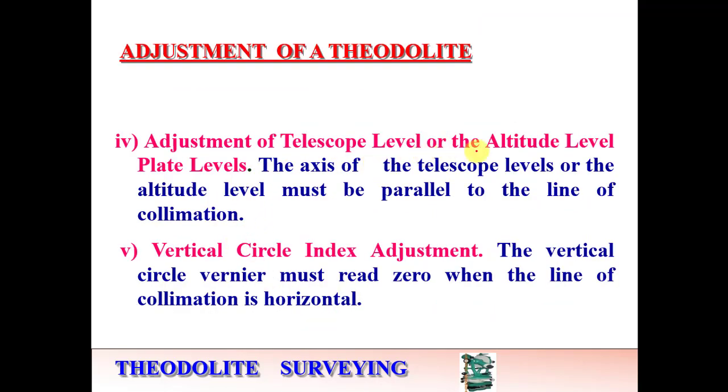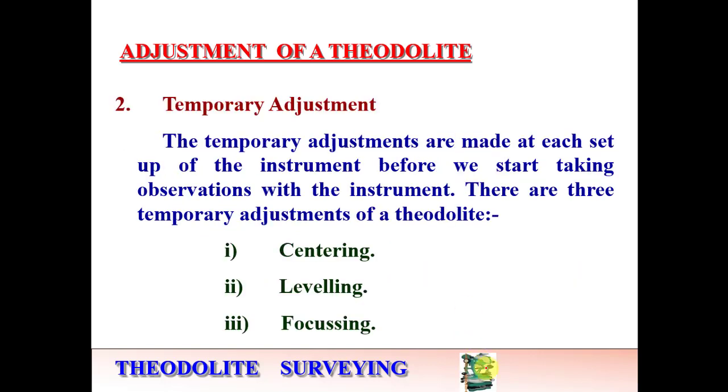Adjustment of telescope level or altitude level. This can be done with the screw gauge, and it can be indicated by the bubble over the telescope. Vertical circle adjustment is very useful for your horizontal axis, and it is also very useful for calculating your vertical angle in the vertical plane. Okay, so after the permanent adjustment we have temporary adjustment.